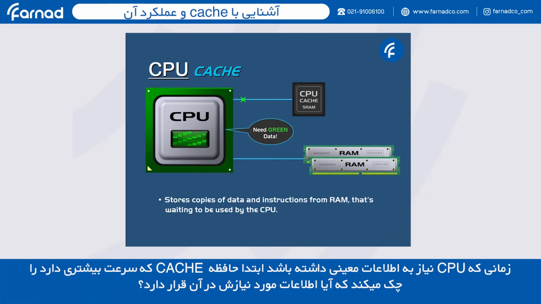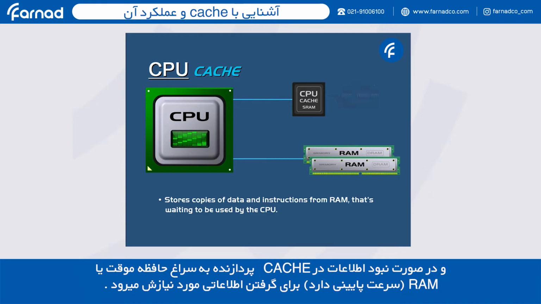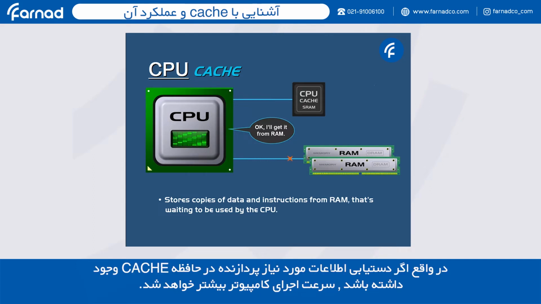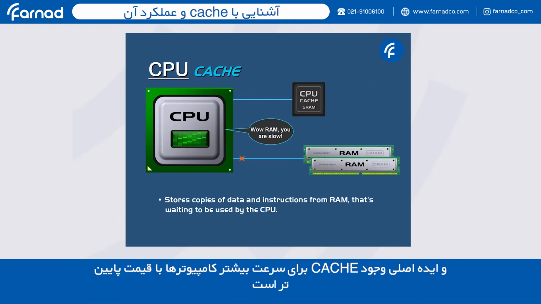Because when the CPU needs to access certain data, it always checks the faster cache memory first to see if the data it needs is there. And if it's not, then the CPU will have to go back to the slower primary memory or RAM to get the data it needs. So that's why cache memory is so important. Because if the CPU can access what it needs on the faster cache, then the faster the computer will perform. So basically the whole idea behind cache is to make the computer run faster at a cheaper price.